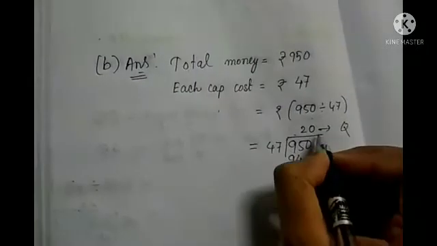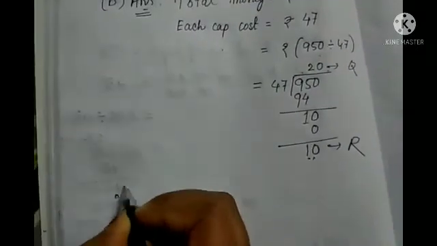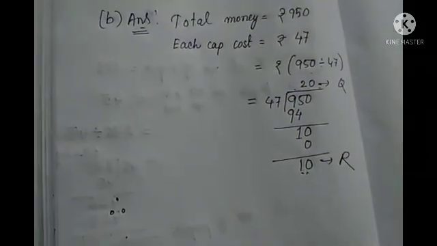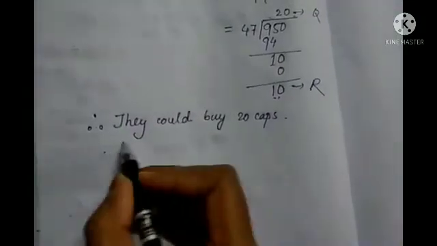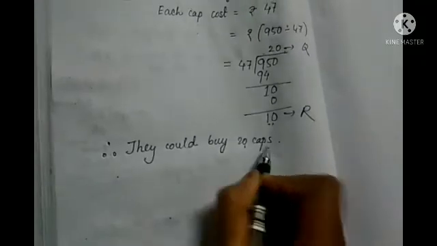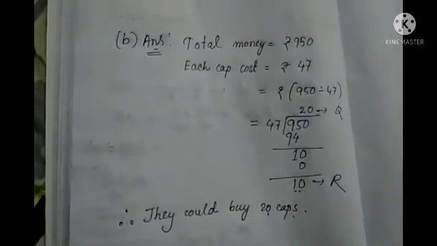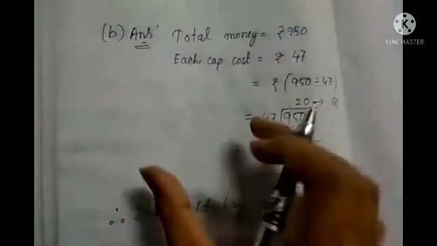Whatever answer we get as the quotient, that one we will write as our last statement. So how many caps should they buy? You can write they could buy 20 caps. Okay, so in this way you have to answer. So I think you understood, students.